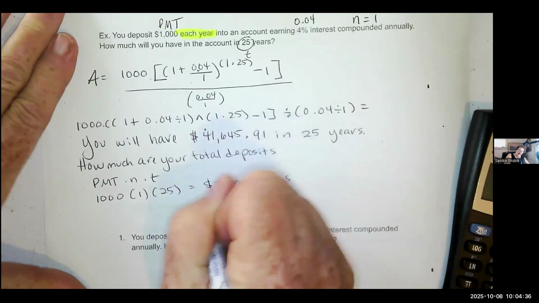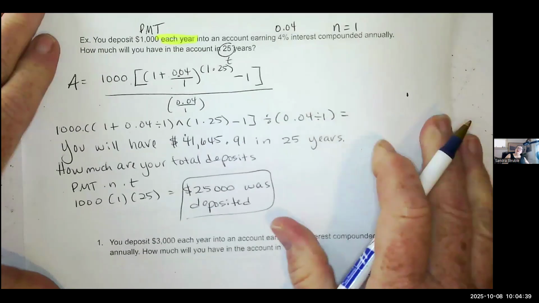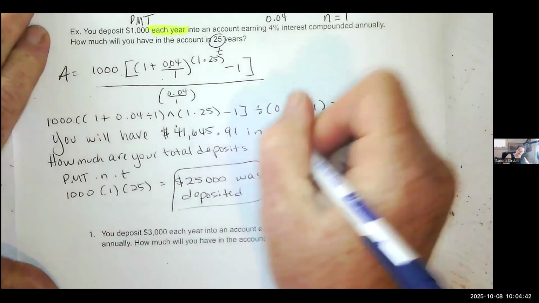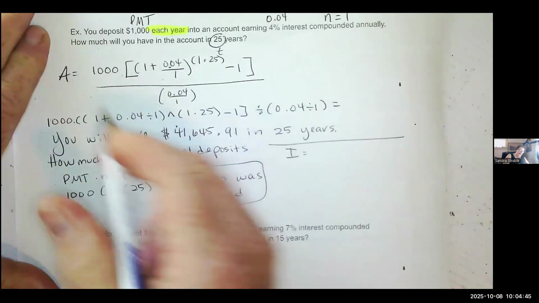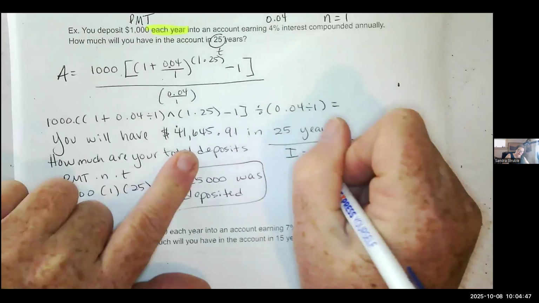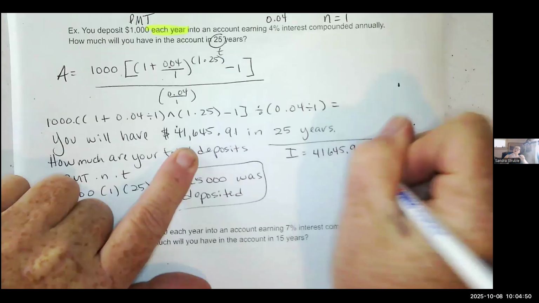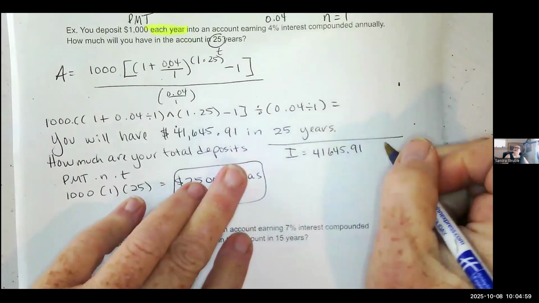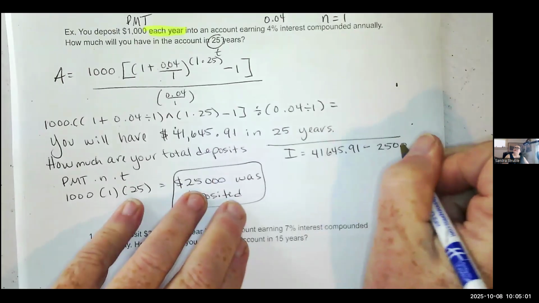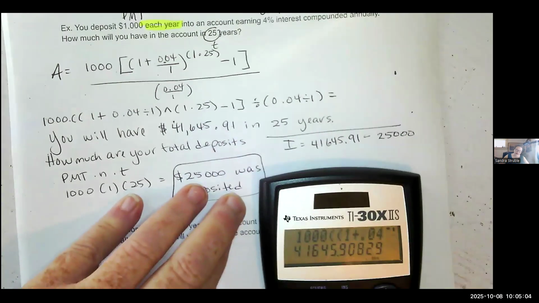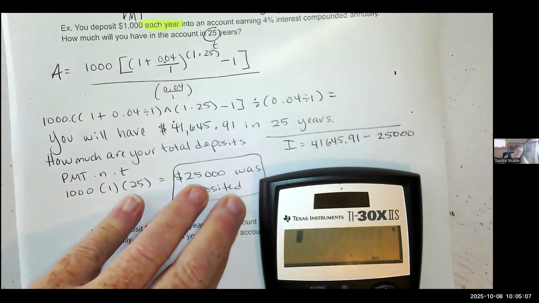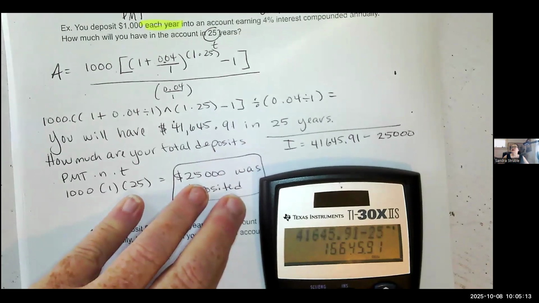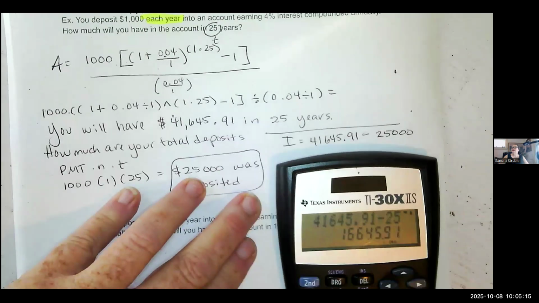There's one more question I'm going to ask you, and that is how much interest accrued? How much interest did you earn over that time period? And interest is just your A, which we have is 41,645.91. Make sure you clear your calculator and put that number in. Do not put what's still left in your calculator in there. So this number minus the total deposits. So like I have to clear my calculator because that number is wrong and I will get a wrong answer on that. 41,645.91 minus 25,000. And you earned 16,000.